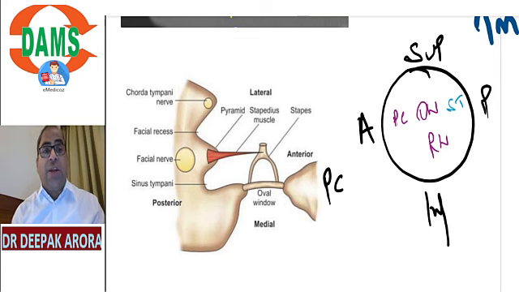Because it is a small area, it is difficult to clean. And if it is difficult to clean, we always leave something. So it is the most common site for residual cholesteatoma. If we leave something, it recurs. So just remember, Prussak space is equal to most common and earliest. Sinus tympani is recurrence and residual.